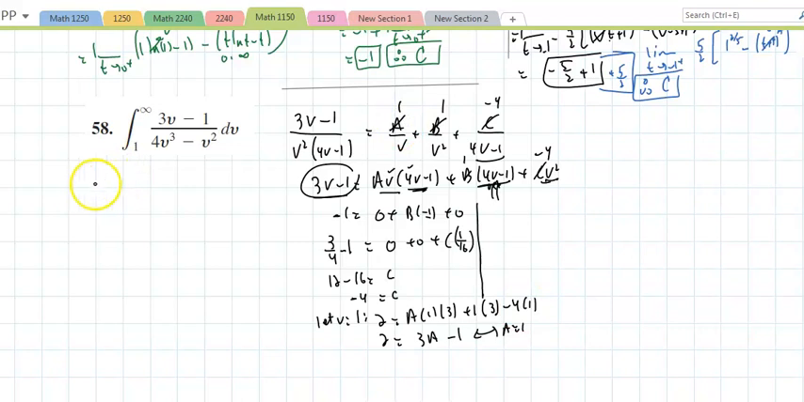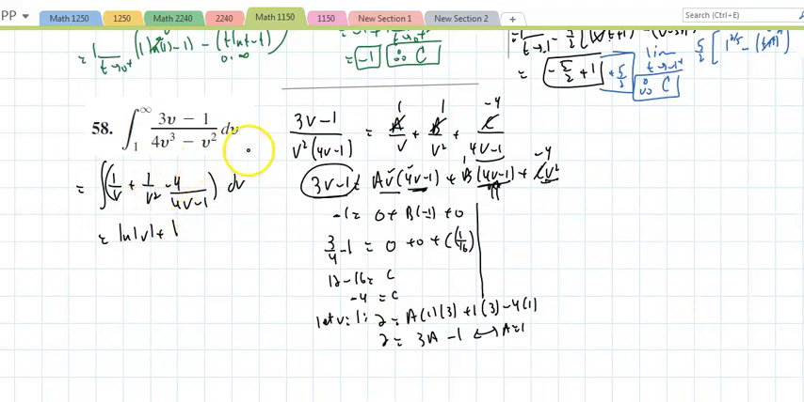So here I got this to be the integral of 1 over v plus 1 over v squared minus 4, and here over 4v minus 1 dv. That will be natural log of v plus minus, let me see, that's v to the -2, add 1 to the power, divide by that, minus 1 over v. And this will be minus natural log of 4v minus 1, and you're going to divide by that 4.